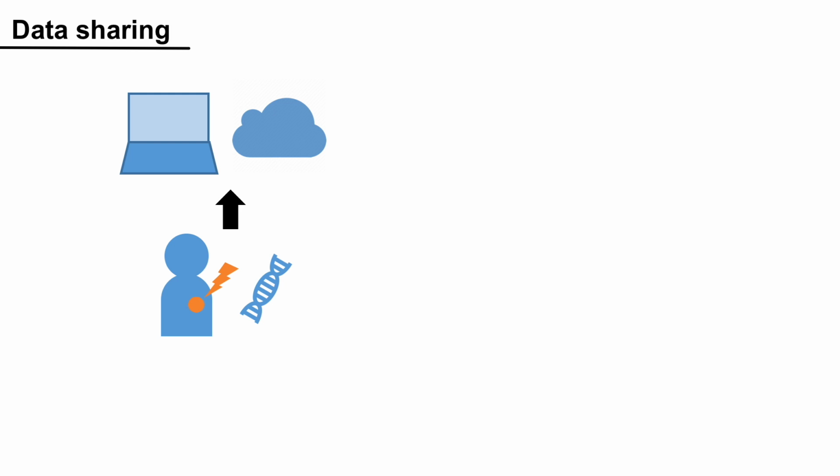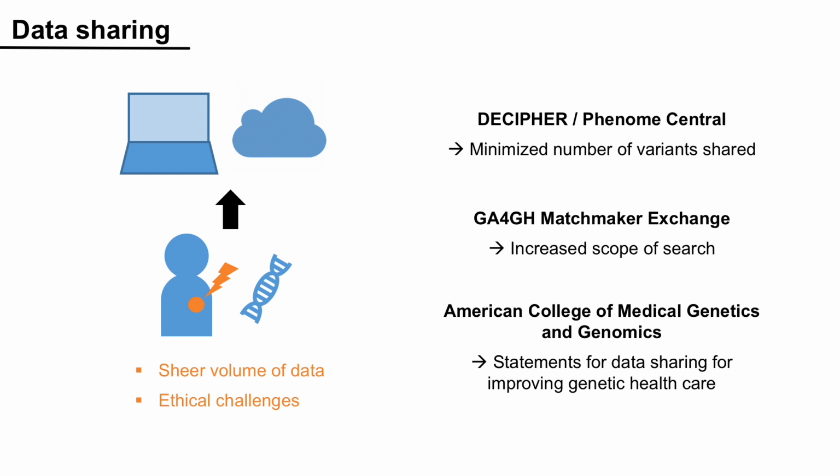Next, data sharing. It is important to share genomic data and clinical features of patients around the world. However, it is challenging because of the data volume and ethical issues. Resources like DECIPHER and PhenomeCentral facilitate data sharing and minimize the number of variants shared per individual. Also, initiatives like GA4GH increase the scope of search. ACMG recently issued a position statement for data sharing, saying that it is crucial for improving genetic healthcare.